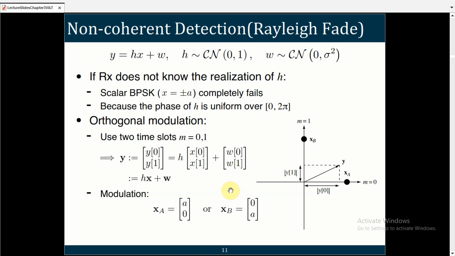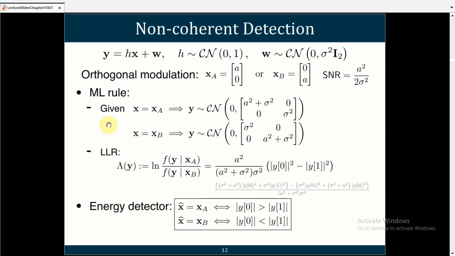So we were talking about non-coherent detection. The rule that can be applied at the receiver side to detect whether the signal sent was the vector xa or xb. The distribution of the received vector y is given by a complex normal distribution with mean 0 and variance of the transmitted vector.